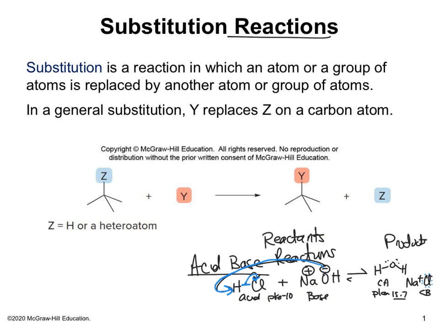Well, now we're going to embark on substitution reactions. In substitution, an atom or a group of atoms is replaced by another group of atoms. So here the Z is going to get replaced by Y. And so you're going to find that this is a nucleophile and this is an electrophile. And you see how I do this.